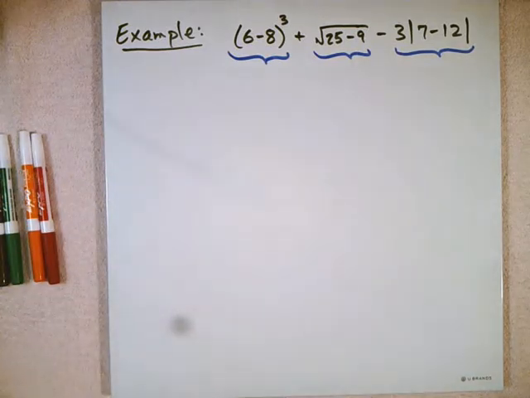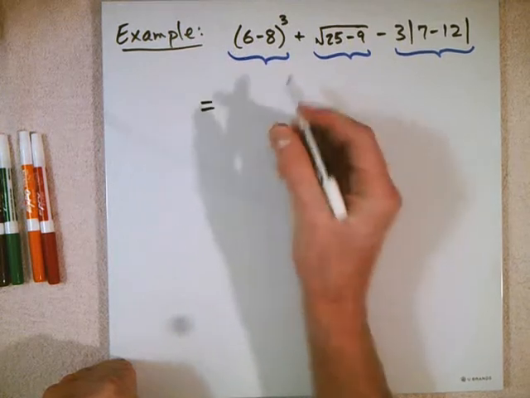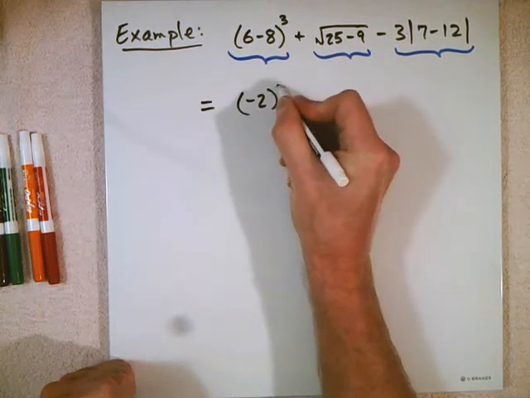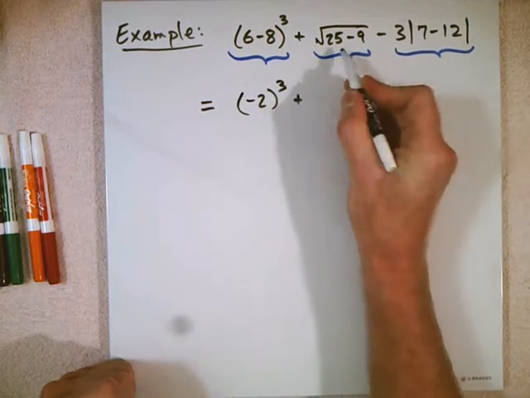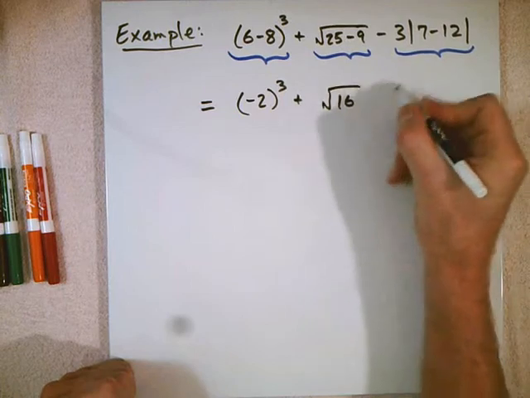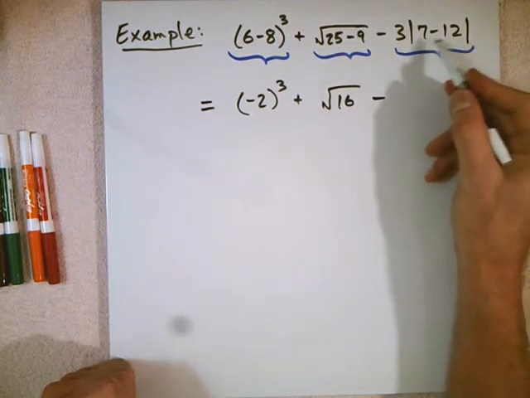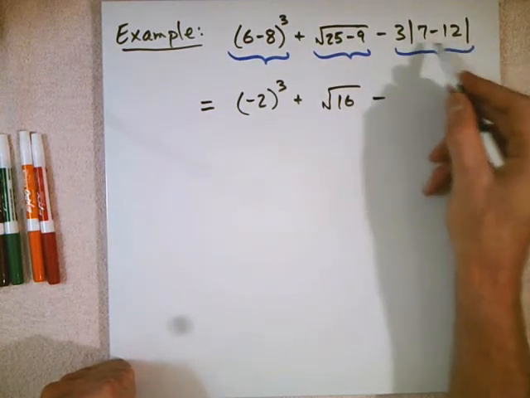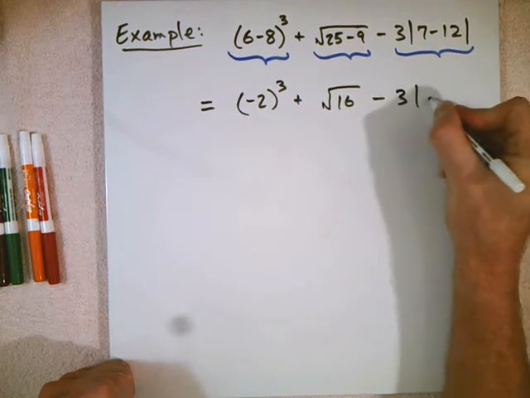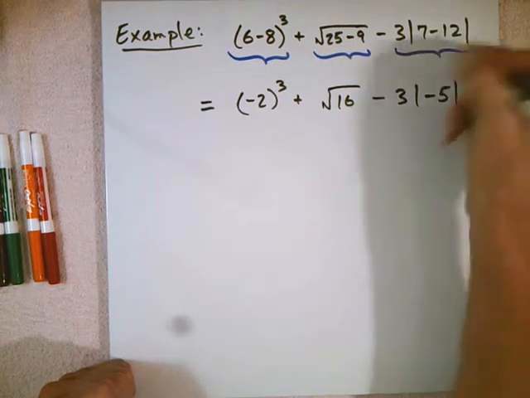All right, so let's go ahead and work this problem through, one chunk at a time here. So 6 minus 8 is negative 2, of course, cubed, plus inside the square root, 25 minus 9 is 16. And now here at the end, you see how this absolute value acts as a grouping symbol. So we're going to work the stuff inside. 7 minus 12 is a negative 5. So I work that first, then I'll take the absolute value afterwards.